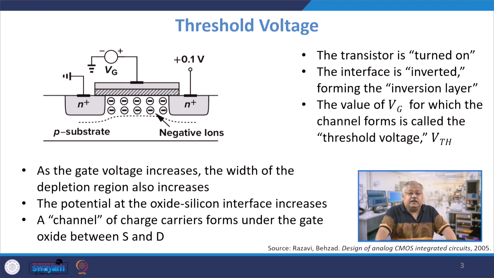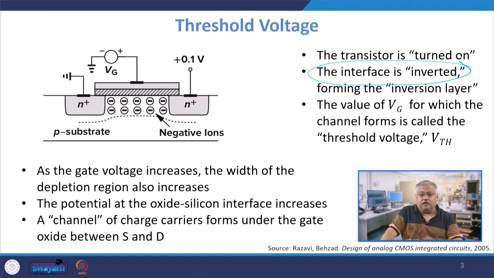What are the negative ions? These are fixed charges near the silicon dioxide interface. You further go on increasing the gate voltage, now you will be able to pull electrons from the substrate and the N plus region of the source and drain, right. Though the depletion region will be larger in the source and drain region, still, because the electric field will be larger, you will be able to pull a large number of electrons. When you pull a large number of electrons, you will be forming a channel between the N plus regions.